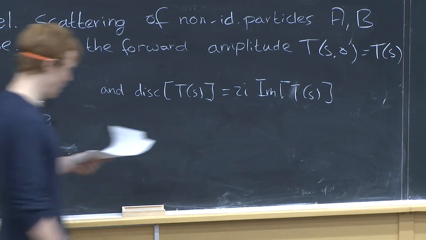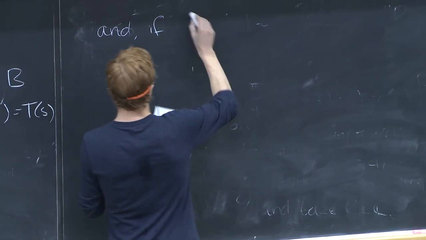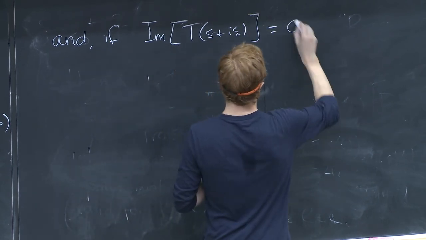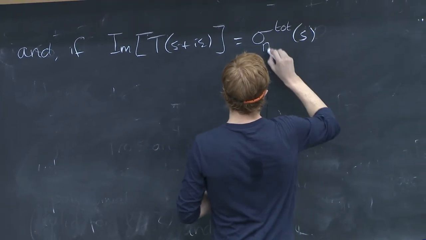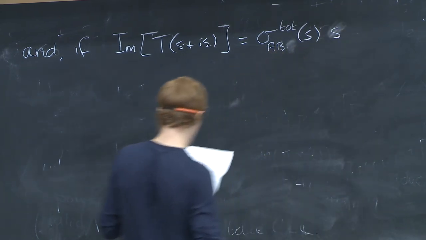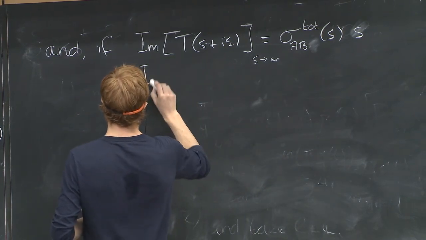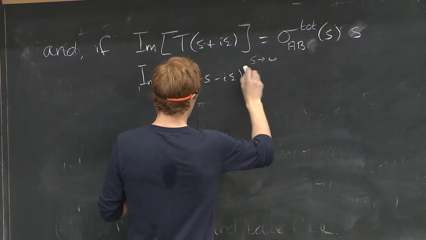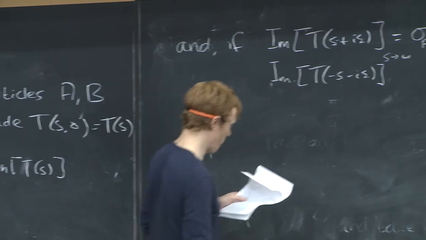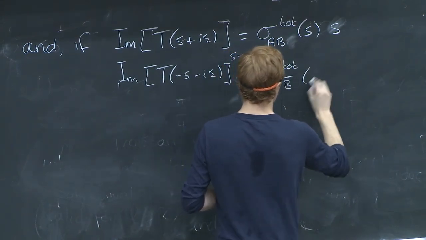I'm not done with my assumptions. Let me add a few more. The imaginary part of T at s plus i epsilon equals sigma, the total AB to X cross section, times s. This is for large s, so s to infinity. The imaginary part of T at minus s minus i epsilon, forward, so I said t equals 0, this is sigma AB bar of s times s.